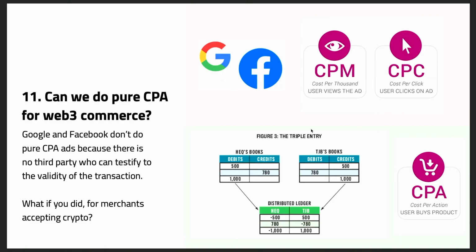So I mentioned the 10 open problems, but actually here's a few more than 10. So number 11, can we do pure CPA for web commerce? A friend of mine, Antonio Garcia Martinez, is working on this, but basically the concept is in normal internet advertising, you have CPC, which is ads that are paid per click, or CPM, which are ads that are paid per mille, which is every 1,000 views. Could you get pure CPA, which is an ad which only pays upon a conversion?